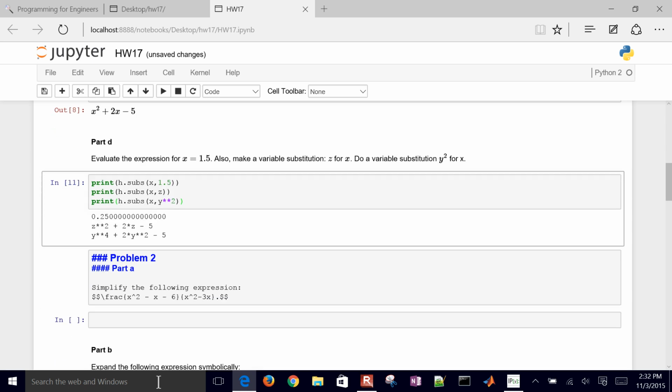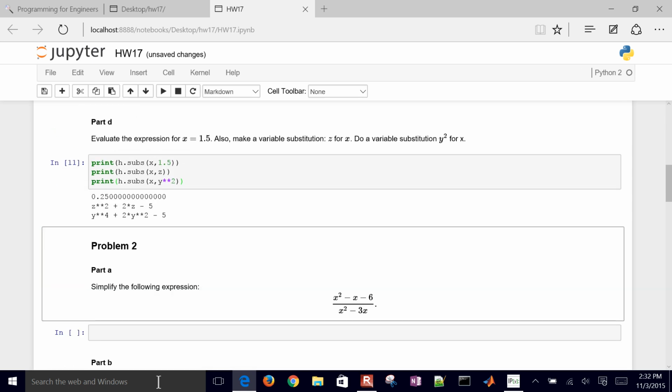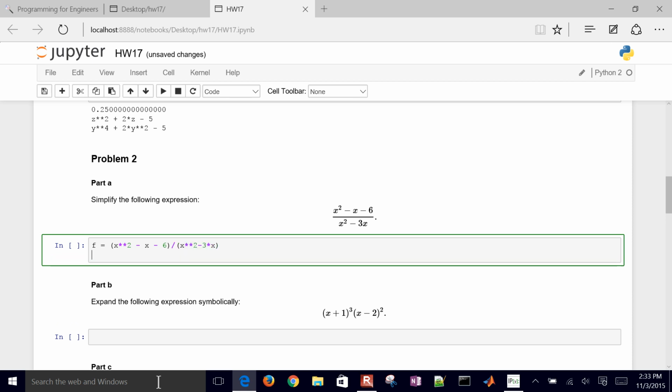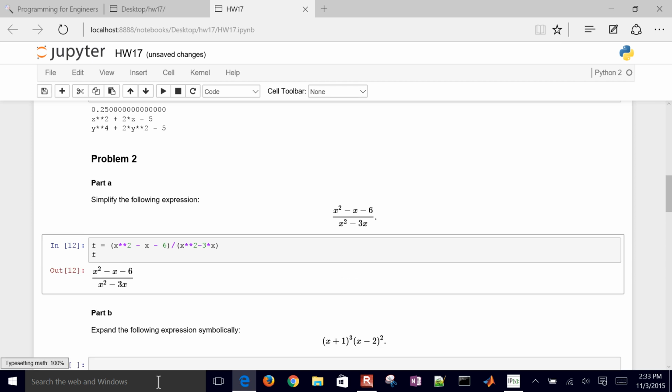Okay, so let's go on to problem 2 now. Now that we have the basics on how to set up variables, functions, and substitute in values for those functions, we want to go ahead and simplify the following expression. So I'm going to create a new function, which is just f, x squared minus x minus 6, put some parentheses around that, and then divide it by x squared minus 3 times x. Okay, so I've got my expression there.